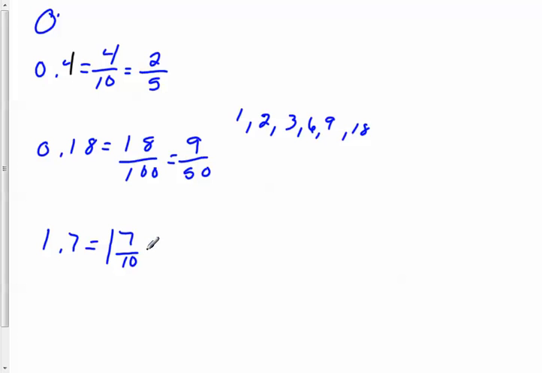Now, can I reduce that anymore? What are the factors of 7? 1 and 7. Well, I can't divide either one of those by 10 because it wouldn't come out even. So my answer is 1 and 7/10, and I've done it.